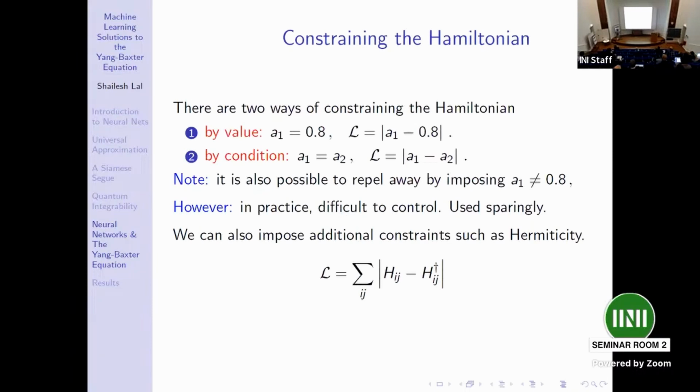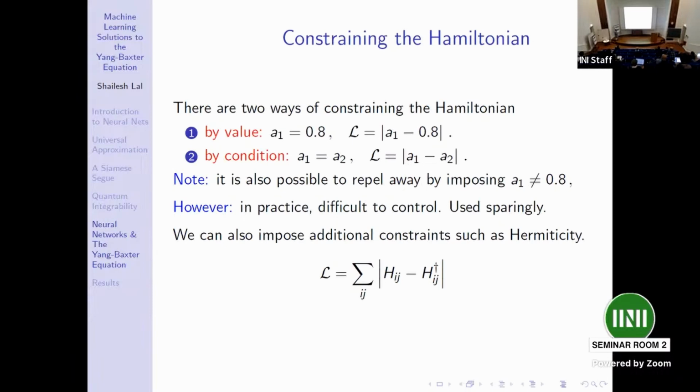So now constraining the Hamiltonian, there are 2 ways you could do it. You could say that the Hamiltonian is constrained by value. Like I said so far, the numbers are just fixed to be whatever they are, say 0.8, so you give this loss function. But you could also constrain it by condition. You could say that A1 is equal to A2, and then your loss function would be the absolute value of A1 minus A2. You could also, and we do this, demand that this is not equal to 0.8.